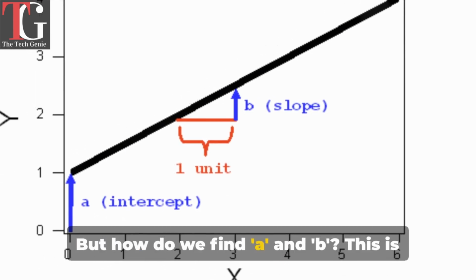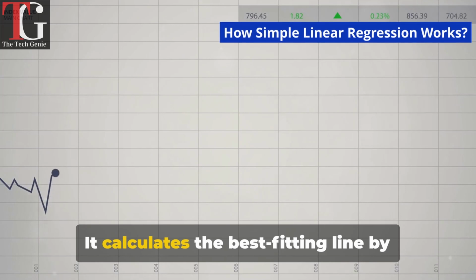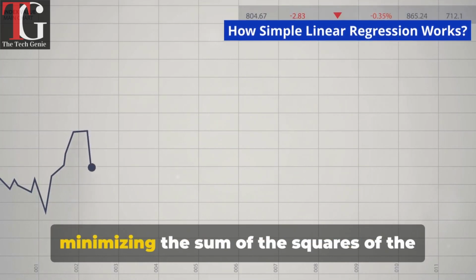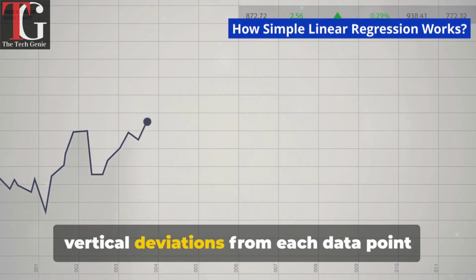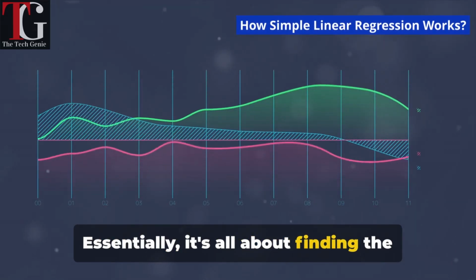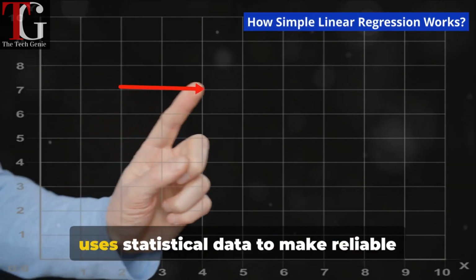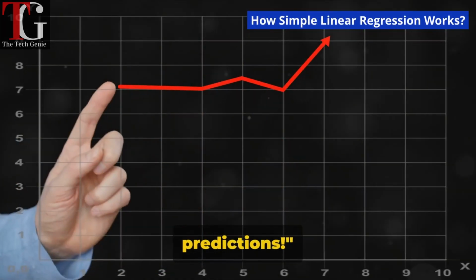But how do we find a and b? This is where the method of least squares comes in. It calculates the best fitting line by minimizing the sum of the squares of the vertical deviations from each data point to the line. Essentially, it's all about finding the line that best represents our data. And that's how simple linear regression uses statistical data to make reliable predictions.